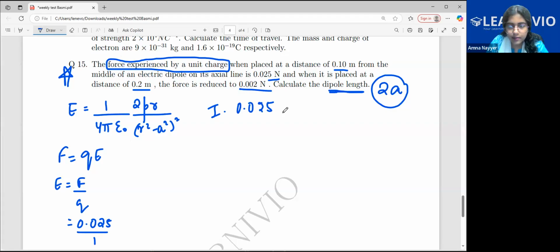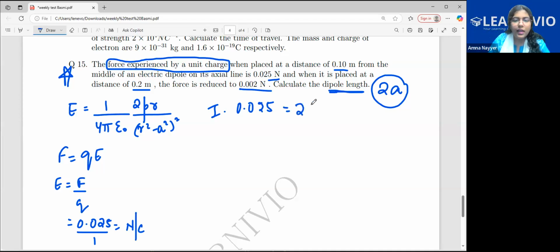Got it? Is this clear? Why am I taking this as electric field? First of all, the definition is given: force experienced by unit charge. Second, if I calculate it also, force is this, charge is unit. So I get this much Newton per coulomb as the electric field. Both of these are electric field only because charge is 1 unit. If charge is different, it will be given in the question, like the force experienced by 2 coulomb charge is this. Then you put 2 here, whatever the value of charge given.